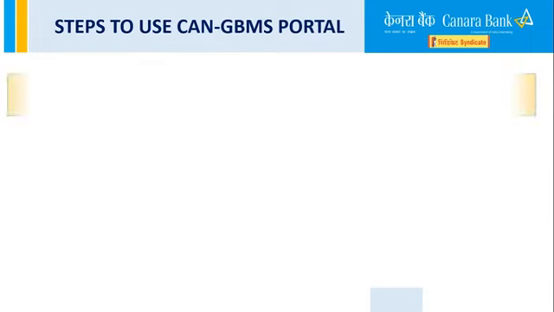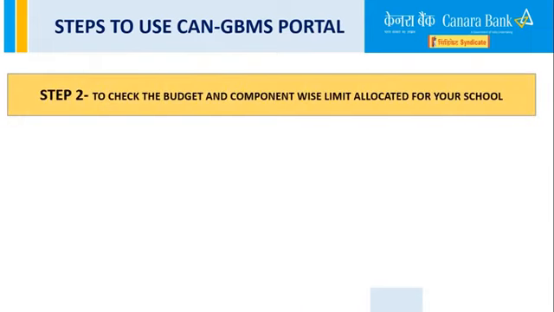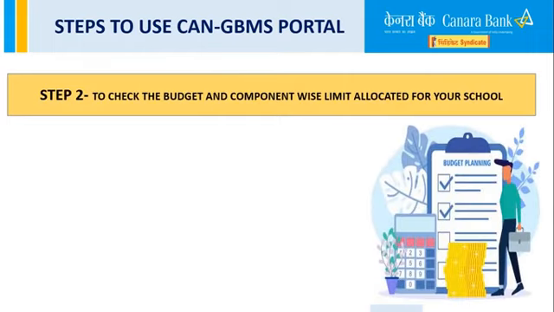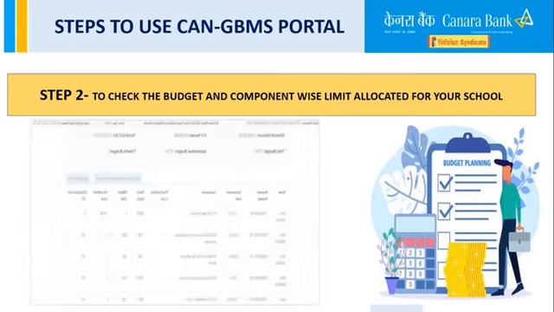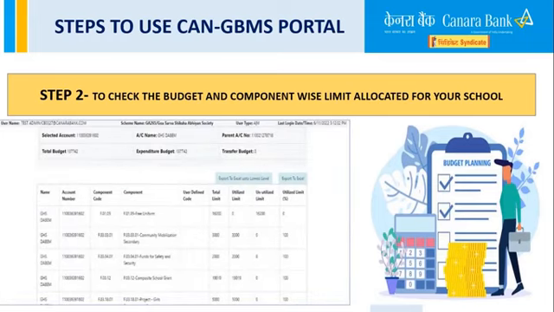Now the second step will be to check the budget and component wise limit allocated for your school. The government has assigned a certain budget for your school that you have to expend for different purposes. We'll see now how to check the budget allocated for your school.